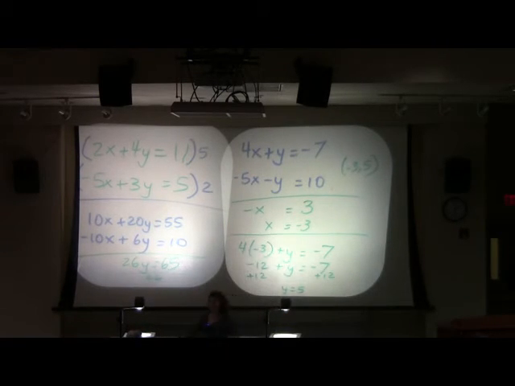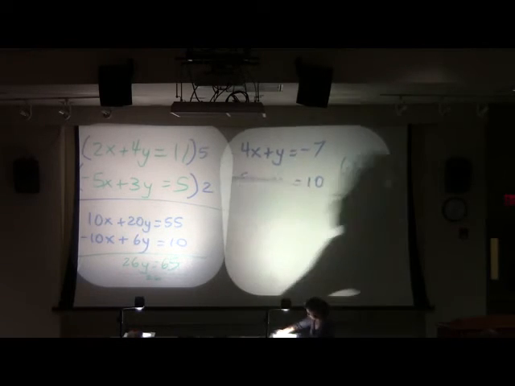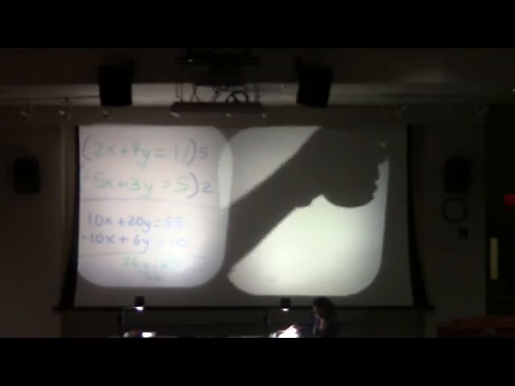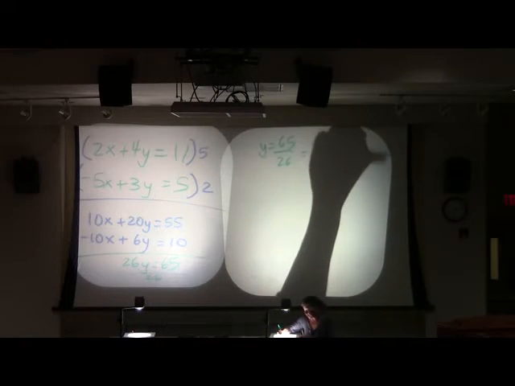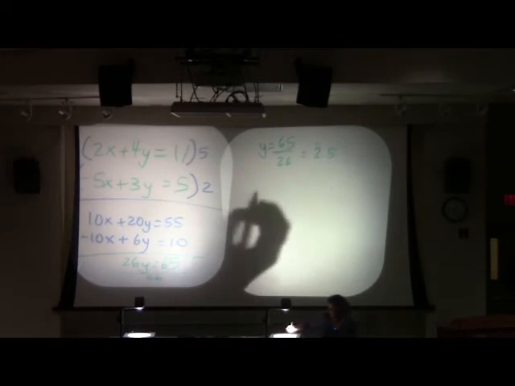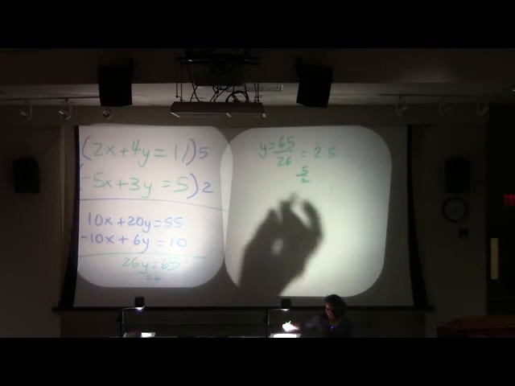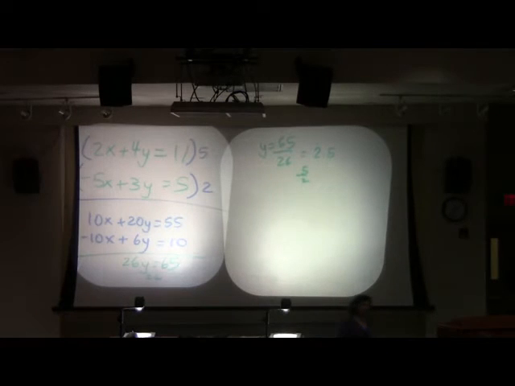Now, if you're thinking, ew, okay, that's okay. But actually, 65 over 26 is 2.5, so it's not as bad as it seems. So you get y is 65 over 26. If you wanted to leave it like that, fine. If you want to write it as 5/2, that's fine. If you want to write it as 2.5, that's fine. Who cares? They're all equivalent. Guys with me there?